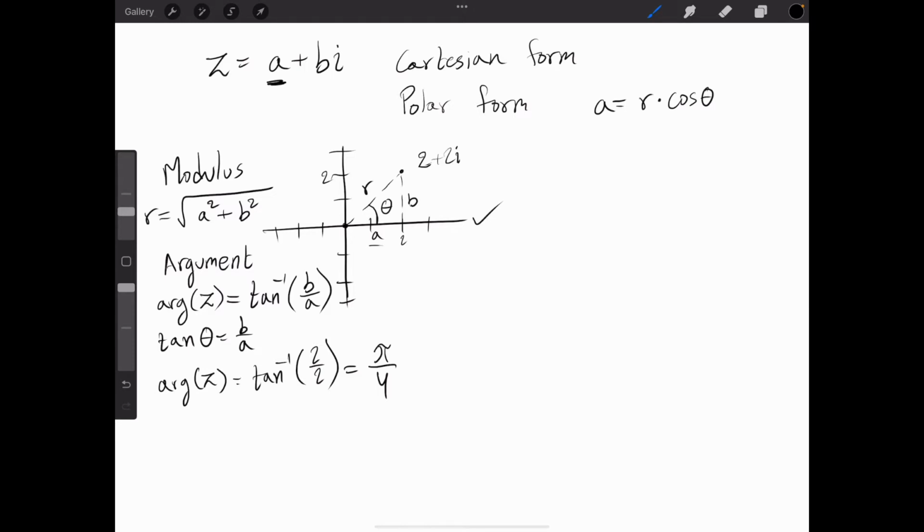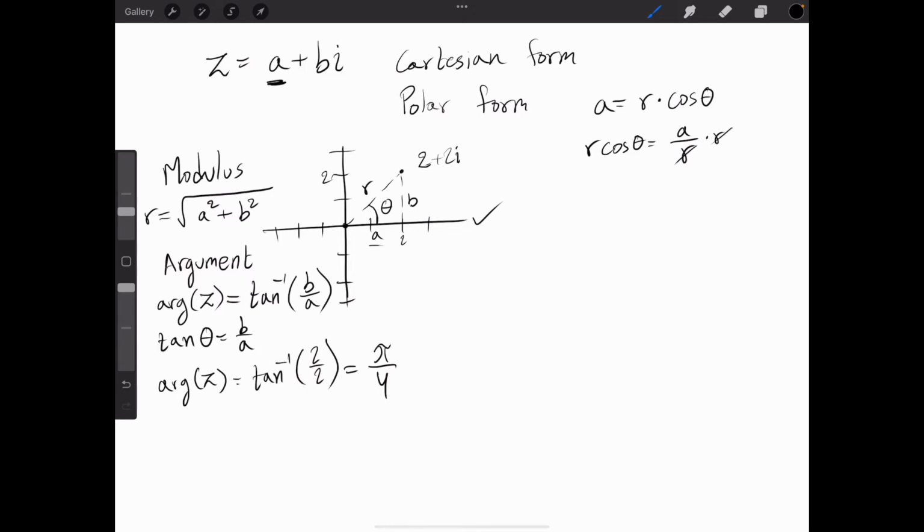Meaning, basically, cosine theta is equal to A divided by R, right? Because that's how trig works. It's adjacent over hypotenuse. So if you multiply cosine theta by R, you also multiply the other side by R. The R's cancel out, and you're left with A. So A is equal to R cosine theta.